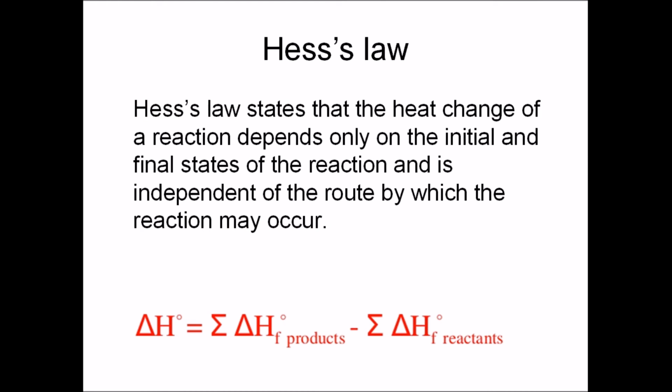Now we're going to talk a bit about Hess's law and then do a question on it. So, Hess's law states that the heat change of a reaction only depends on the initial and final states of the reaction, and the route which the reaction took to get to the final state doesn't matter. The formula at the bottom states that the heat of reaction equals the sum of the heats of formation of the products minus the sum of the heats of formation of the reactants.